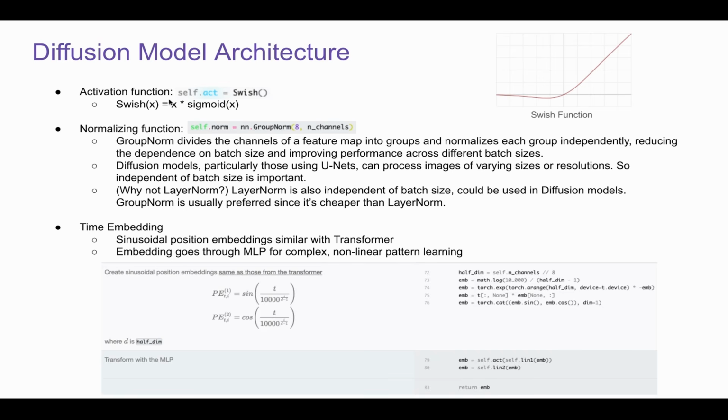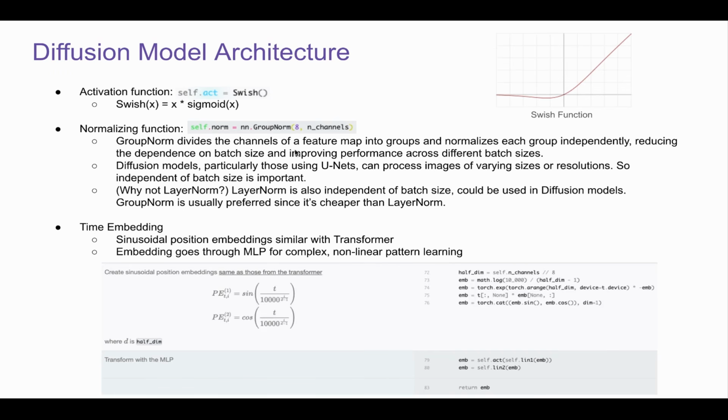The activation function, swish, is basically x multiplied by sigmoid, and this is the shape of the swish function. This is a pretty popular choice. And the normalization function is group normalization. We have been going through batch normalization, layer normalization, RMS in the Transformer deep dive, and here it's a new normalization function. It's called group normalization.